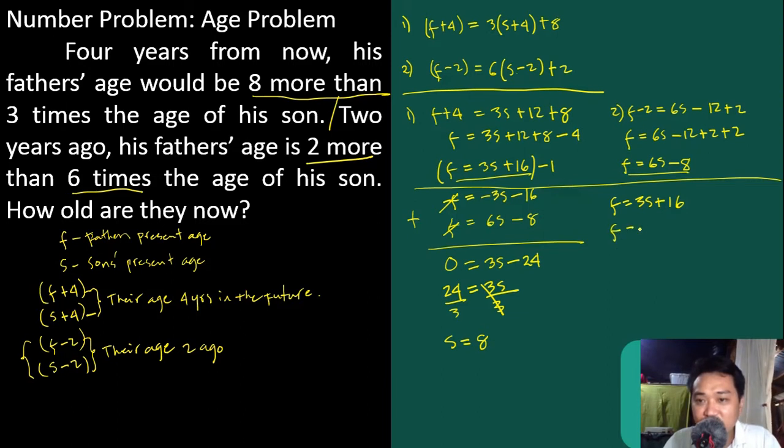F is equivalent to 3 times the value of s, which is 8, plus 16. So F here is equivalent to 8 times 3 is 24 plus 16. That will be F is equivalent to 24 plus 16, 40. Ayan. So, yung edad ng tatay is 40 at yung edad ng anak is 8.